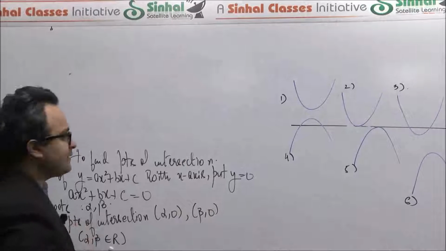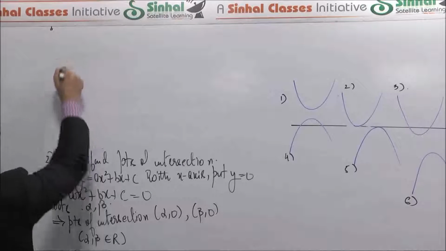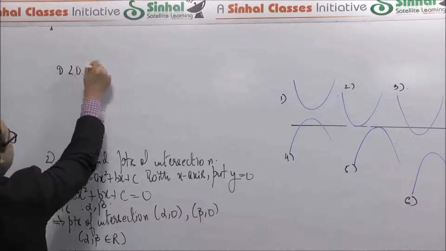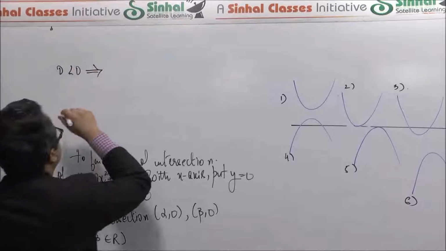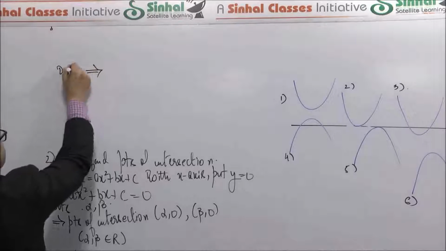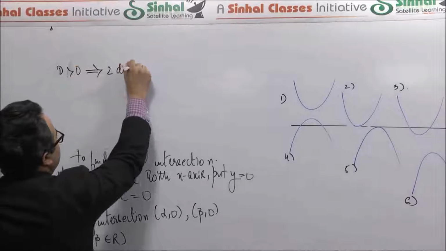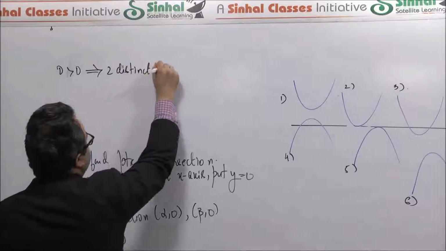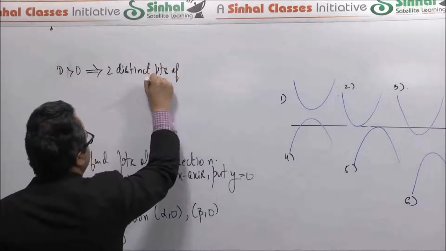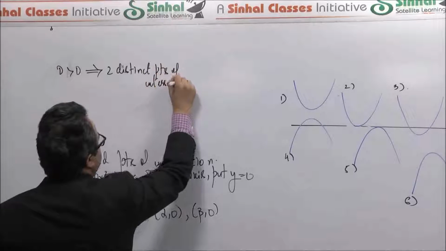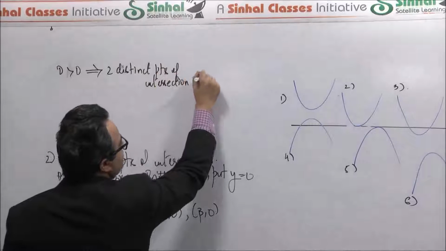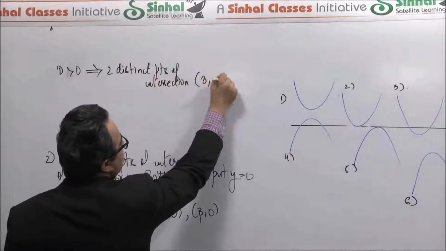So for a quadratic expression, we can talk about the discriminant. Let's start with the positive case. If the discriminant is positive, there are 2 distinct points of intersection. So that is cases 3 and 4.